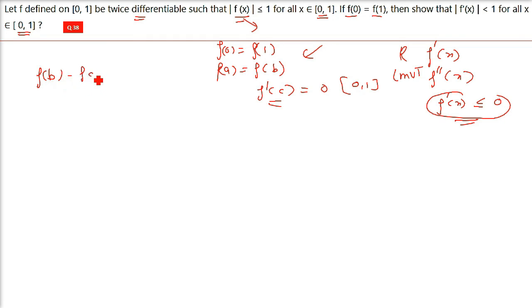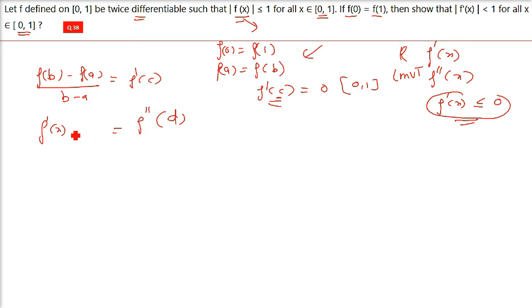So what do we write normally? When we go ahead with Lagrange's mean value theorem, we write fb minus fa by b minus a equals f dash c. So this is the relationship I wrote on the basis of Lagrange's mean value theorem. But I'm just changing c with d, you'll see right now.